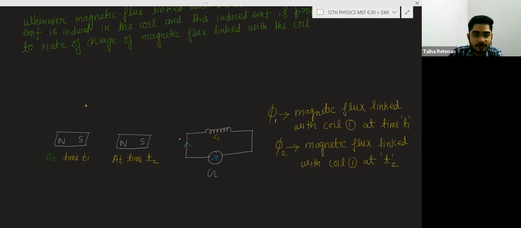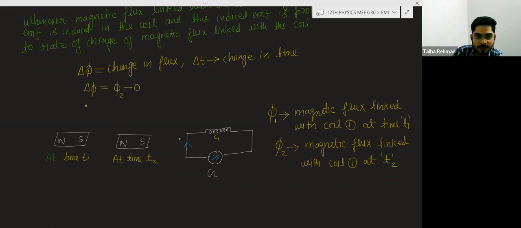By the way, delta phi is the change in flux. Flux means magnetic flux. Delta t is the change in time. So delta phi, what will you write? Final minus initial, that means phi 2 minus phi 1, and delta t you will write as t2 minus t1.